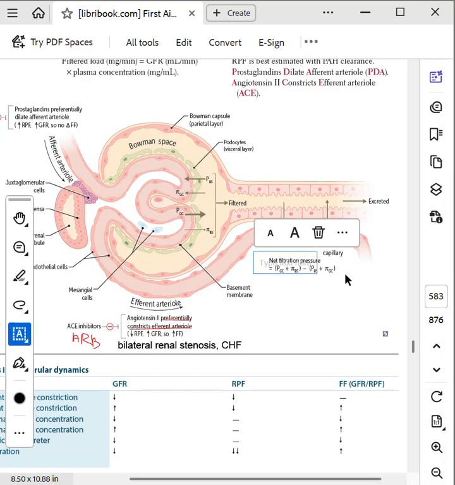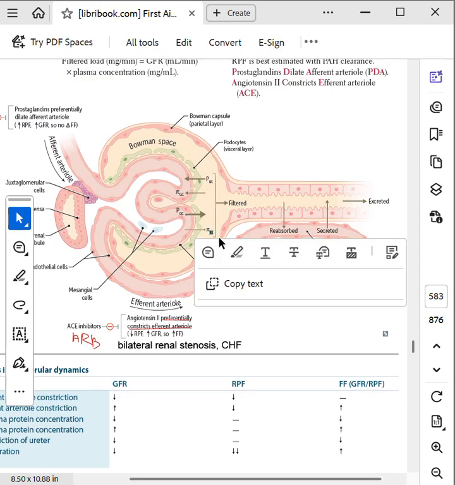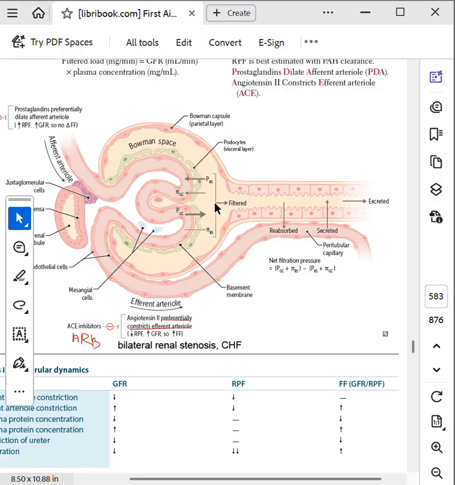Look at this net filtration pressure. This brings in our Starling forces, right? So the net filtration includes the plasma glomerular capillary pressure. Let me show it to you here. This is your plasma glomerular capillary pressure. Now, this plus the oncotic pressure of the Bowman space. This Bowman space oncotic pressure is usually 0 unless there's nephrotic syndrome or minimal change disease and protein is being leaked out through the effacement of podocytes. Otherwise, this oncotic pressure is going to be 0.